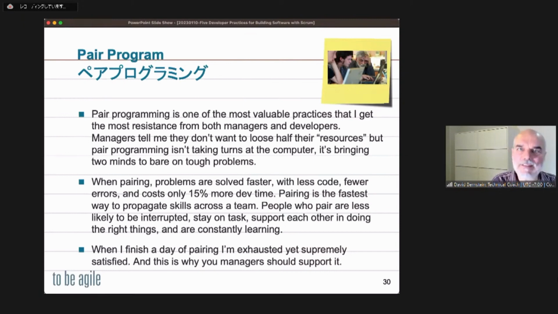You're much less likely to be interrupted when you're working with another person and interacting with them. If you're sitting all alone, then it's more likely that somebody can come and interrupt you. So it's a really, really powerful technique. And it propagates knowledge across the team very rapidly. When I finish a day of pairing, I'm exhausted because I've worked really hard, but I'm also highly satisfied because I know I got a lot accomplished.